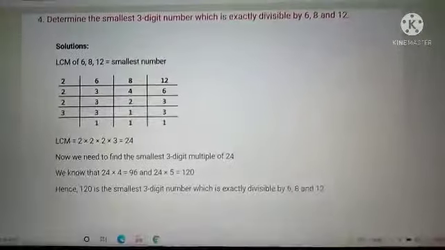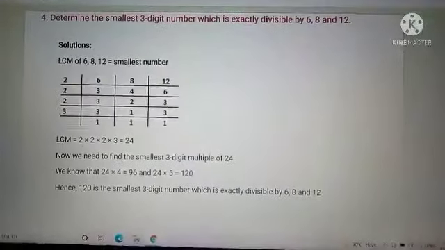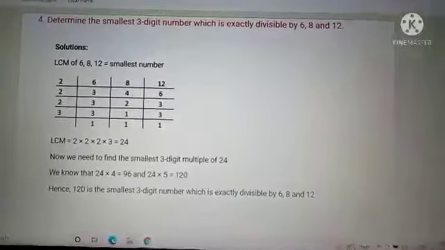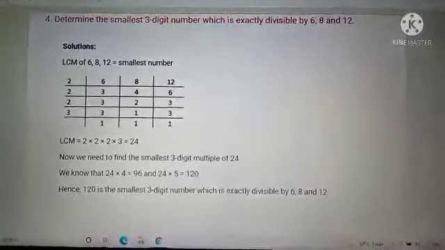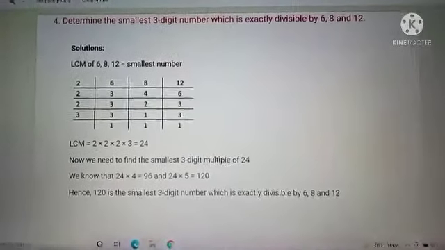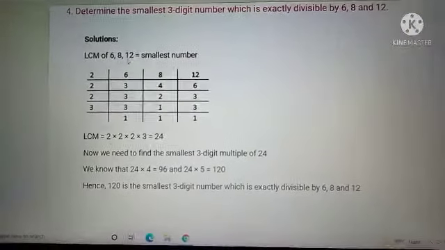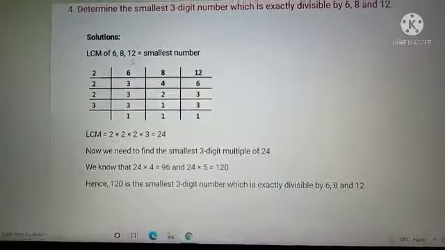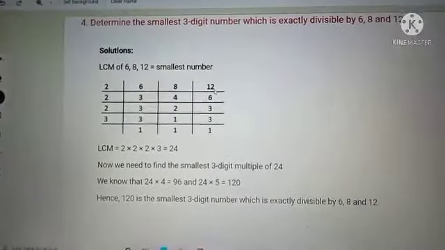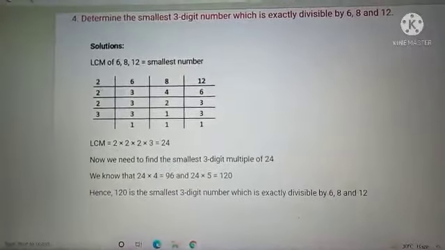Determine the smallest 3-digit number which is exactly divisible by 6, 8 and 12. So we have to find the smallest 3-digit number. That means we have to find the LCM first. So let's find the LCM of 6, 8 and 12. So we are doing the common division method. 6, 8 and 12. We are dividing it with 2 first.